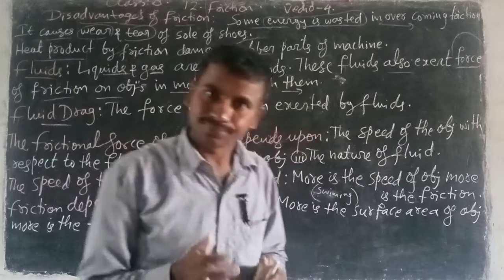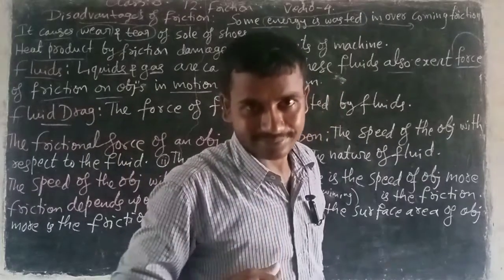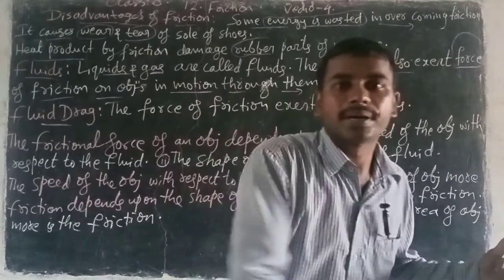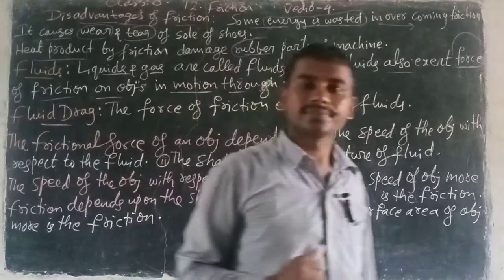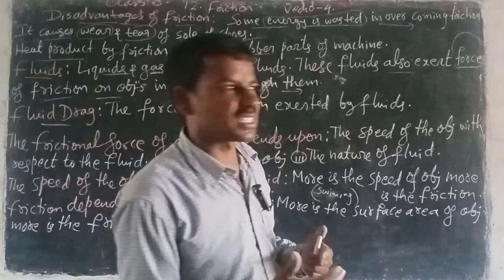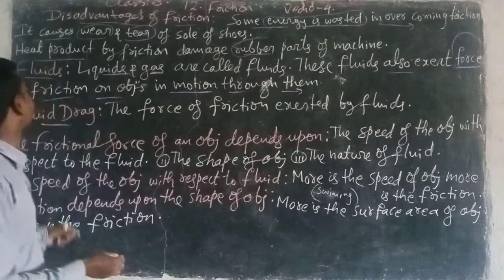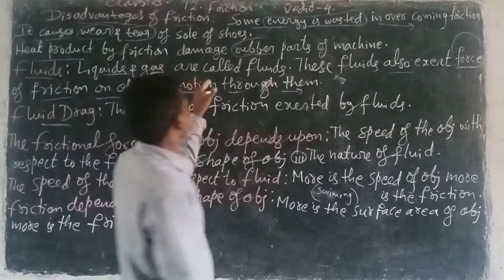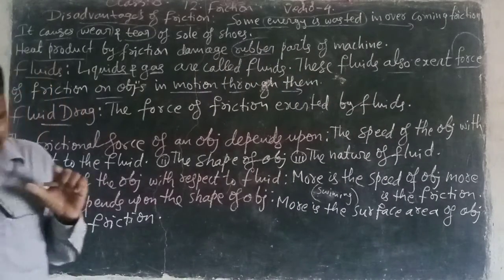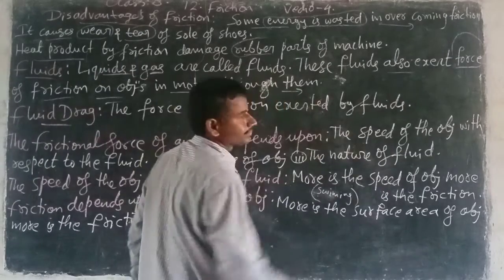Water is flowing. In river water, we can see big trees, big wood pieces, and many other things flow easily. Look here. Gas and liquids are called fluids. The fluids can exert force of friction on objects in motion through them.